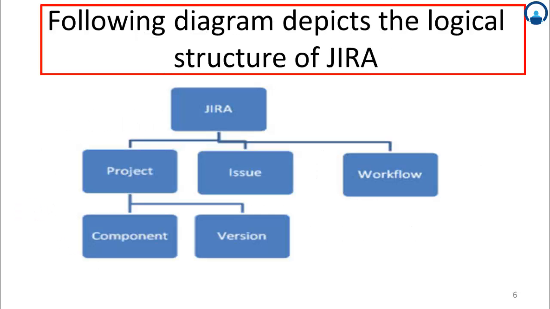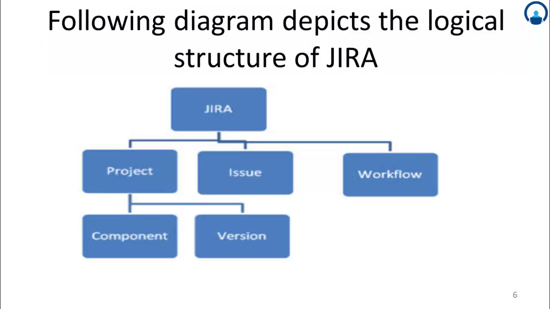Now the following diagram depicts the logical structure of JIRA. So this diagram is to show the structure of JIRA. So under JIRA we saw that there are 3 main concepts: project, issue and workflow. And under project we have component and versions. We will see in detail what the component and version is.